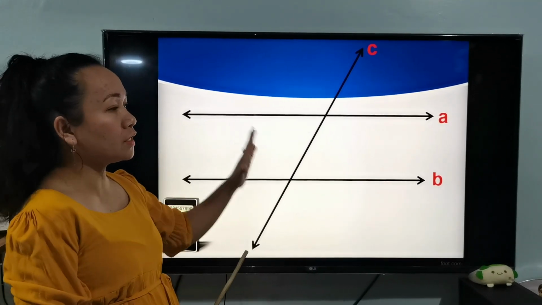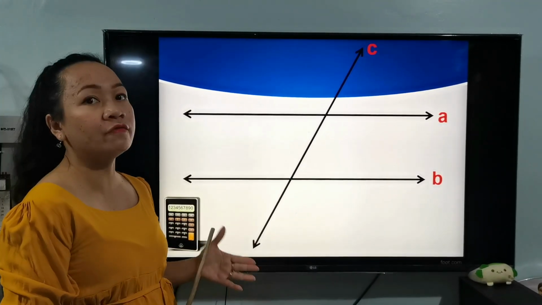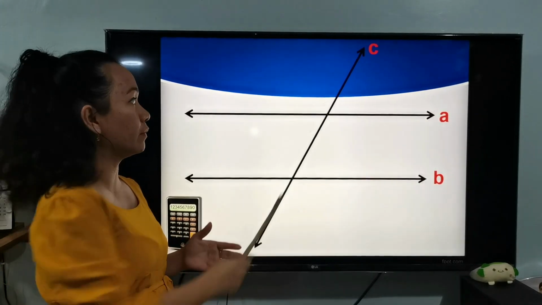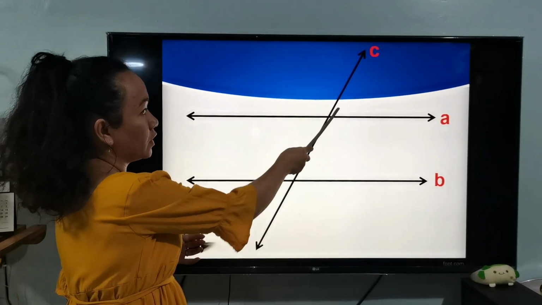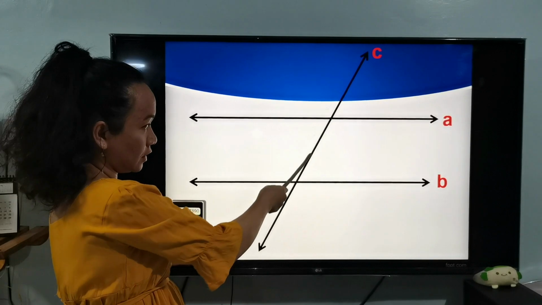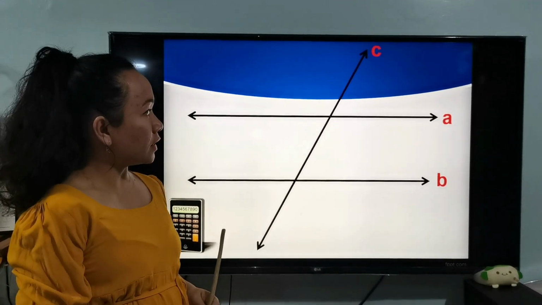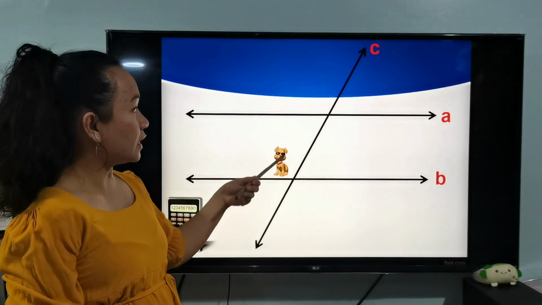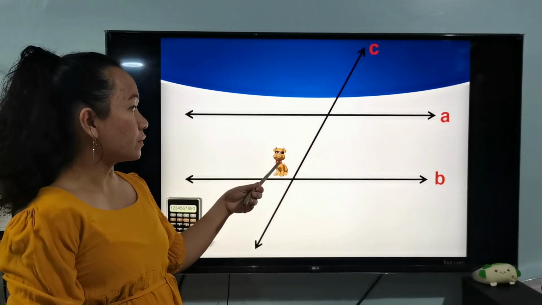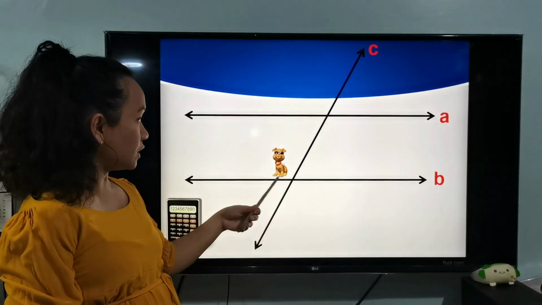So, out of this illustration, we have a lot of angles formed. We have this angle, another angle, this angle, and so on and so forth. Then, let's have this example. The dog is being placed in this angle.